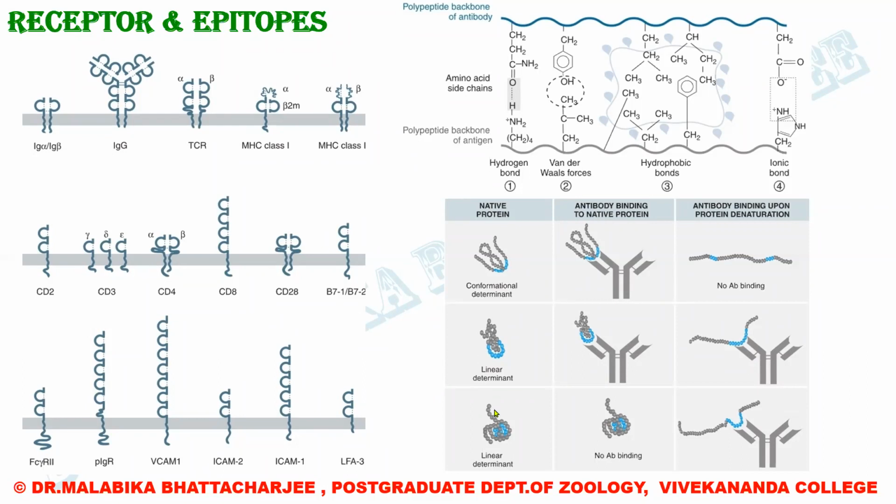For a linear determinant, the denaturation will not spoil the antibody binding property of the antigen. So for a conformational determinant, on denaturation, the antibody cannot bind. For a linear determinant, these both are linear determinants, on denaturation, the antibody can bind with the antigen. So this is a very analytical difference between a conformational determinant and a linear determinant. So with this, I stop my class.